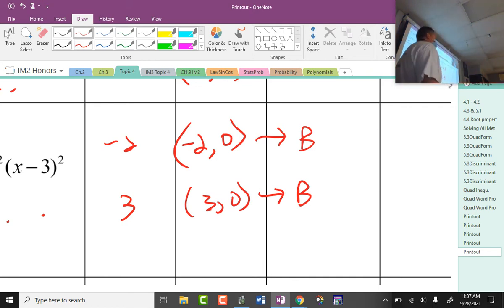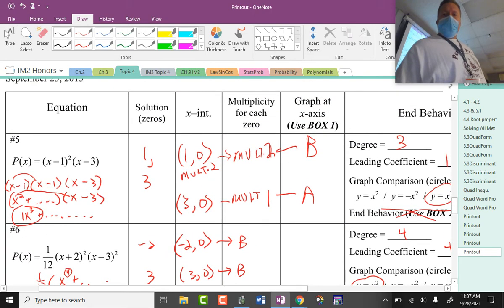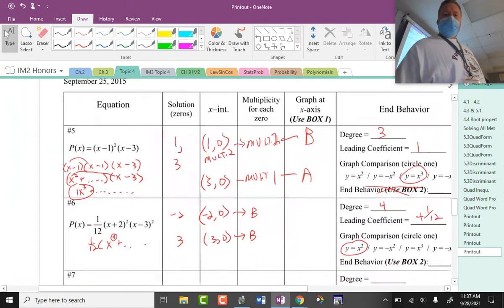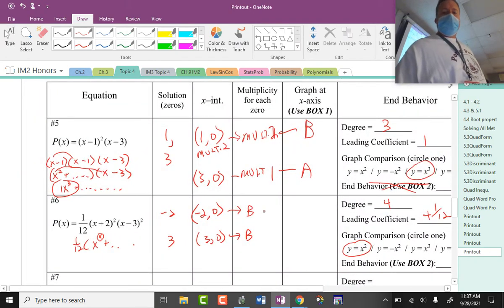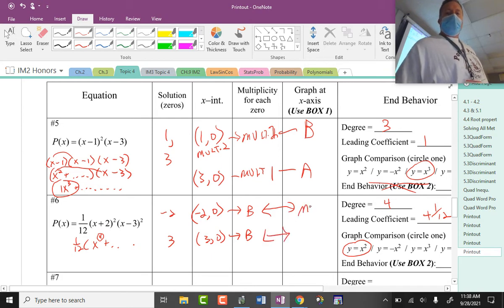All right, it's going to touch the x-axis, but then stay on the same side of the x-axis. The word should be tangent to the x-axis. That is a nice little math word. And then use box 1, graphs at the x-axis. Oh, I guess that's where we were supposed to put multiplicities here. I got these switched up. Sorry, I'm getting too excited. These are both multiplicity 2s, so go ahead and switch those two boxes, or switch them in your head.